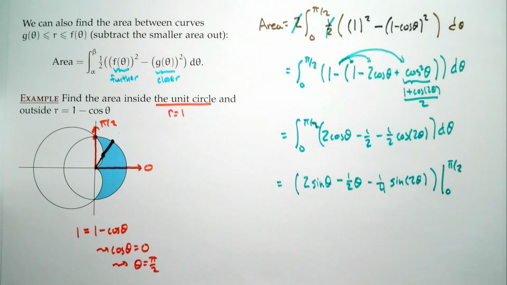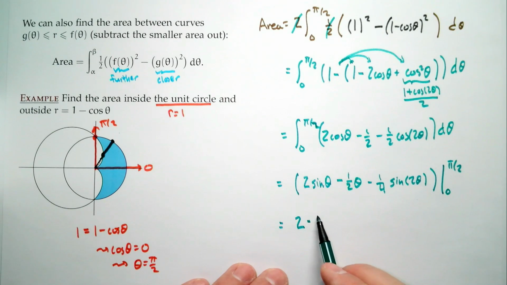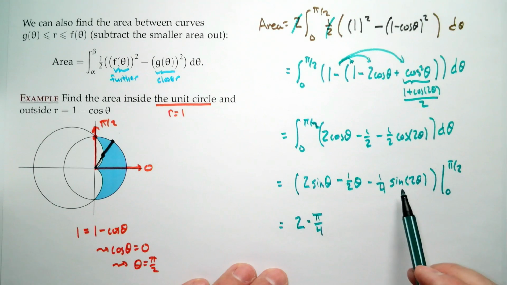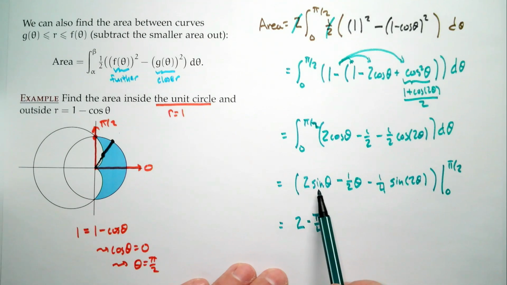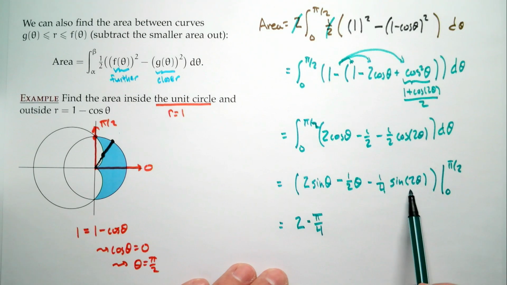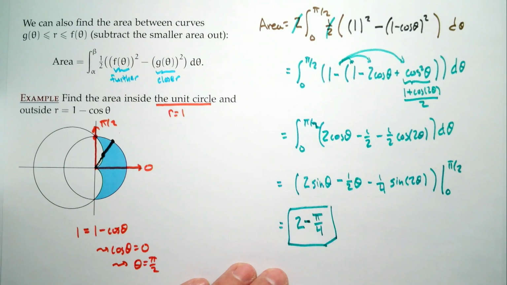All right, now we plug things in. So 2 times sine of pi over 2, what will that be? 2, minus a half times pi halves, pi over 4. And then we have sine of pi, because 2 times pi half. Sine of pi? 0. Sine of 0? 0. Sine of 0 is still 0. So that's it. Everything else is 0. So there's our answer: 2 minus pi over 4. All right. Good. Nice.